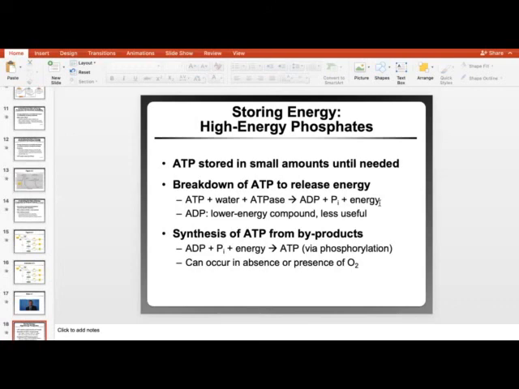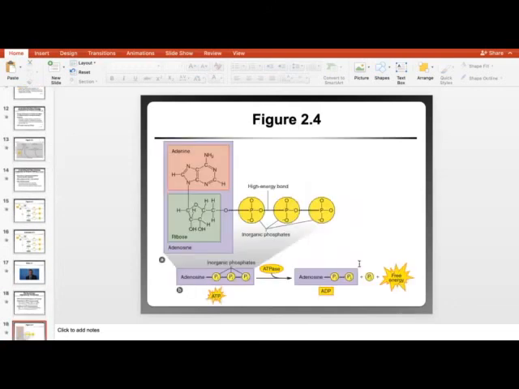All right. Some of the synthesizing of ATP from the byproducts doesn't need oxygen. In fact, some of the breakdown of carbohydrate into ATP does not require oxygen, and we'll talk about that in a second. But some of the glycolysis, or the breaking down of glucose for energy, does require oxygen.